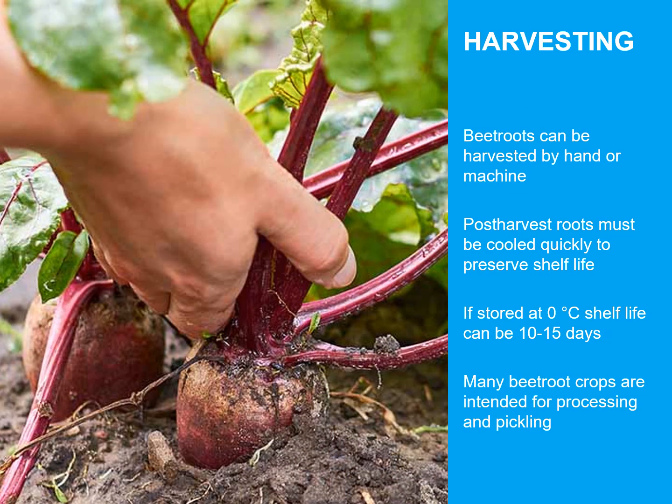In terms of harvesting, beetroots can be harvested by hand, but it is more common for machines to do this now. Post-harvest, the roots must be cooled quite quickly in order to preserve their shelf life in the fresh market. So if they are for the fresh market, they should be stored at around 0 degrees C or as close to 0 as possible. And the shelf life is generally between 10 to 15 days.